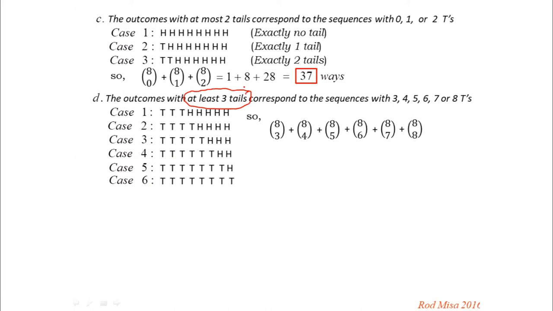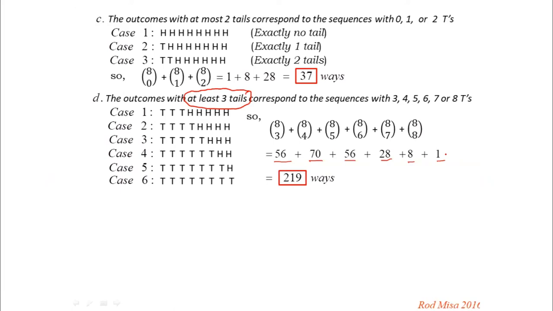So solving their values, the combination of 8 taken 3 at a time is 56, and the combination of 8 taken 4 at a time is 70. The combination of 8 taken 5 at a time is 56, and the combination of 8 taken 6 at a time is 28. And so with the combination of 8 taken 7 at a time is 8, and 8 taken 8 is 1. So adding these numbers, we have 219 ways, which means that there are 219 possible outcomes when you expect at least 3 tails in the outcomes when you toss a fair coin 8 times.